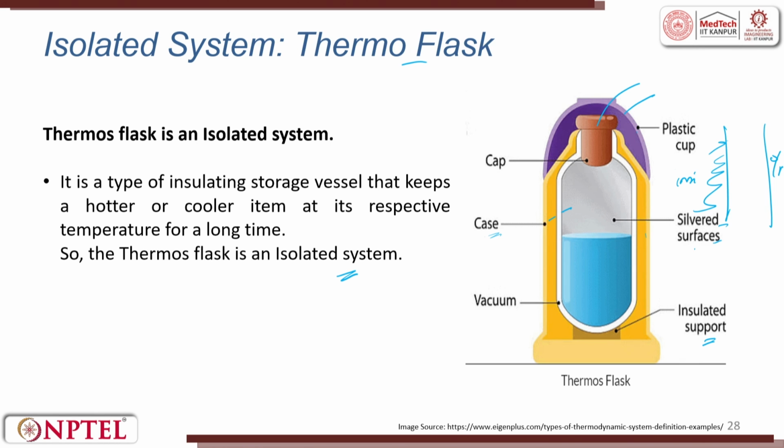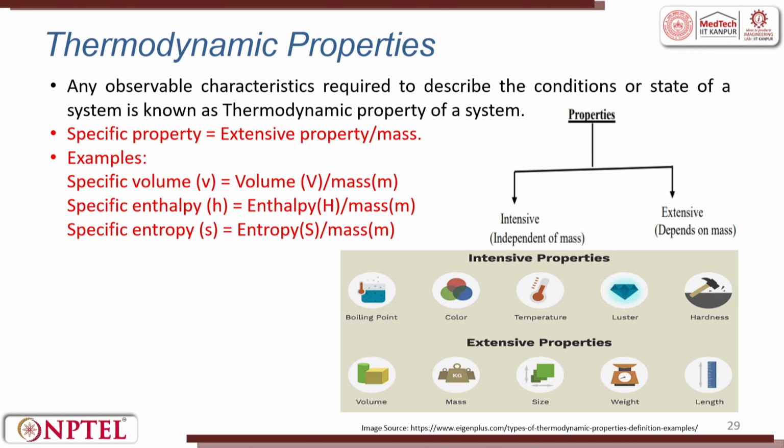Just think about it. Now, let us get into thermodynamic properties. Any observable characteristics required to describe the condition or state of the system is known as a thermodynamic property of a system. So, there are two things. The observable characteristics required to determine the condition, hot, cold, right, or a state of the system is known as a thermodynamic property of the system.